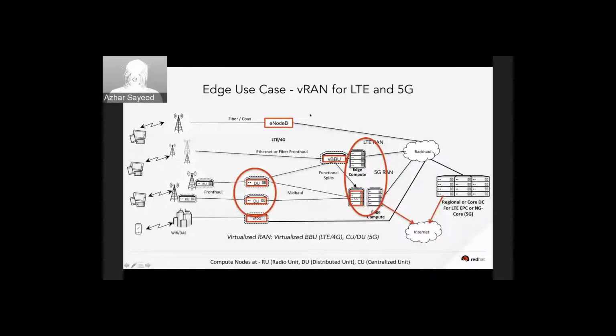I don't want to go into the details of how vRAN works and how vRAN works for LTE or 5G, but what I want to do is give you a pictorial view of where the compute nodes are deployed in the infrastructure and what is becoming a candidate for containerization going forward.